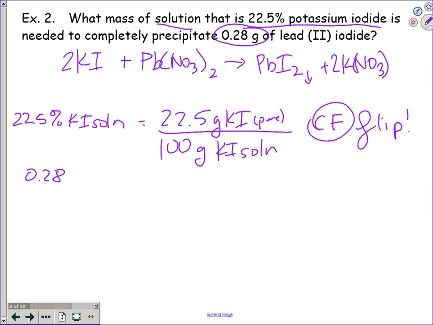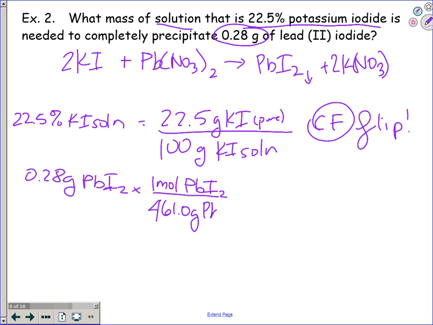So 0.28 grams of lead-2 iodide has been precipitated. Can't do much with grams, guys. What do I have to go to? Go to moles of what? So 1 mole of lead-2 iodide, molar mass. Shout it out when you get there. 461.0 grams of lead-2 iodide.